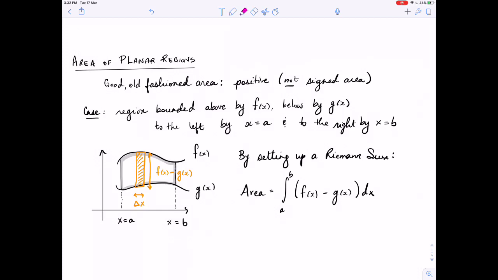And what do I mean by that? I mean that it is positive. So it is not signed area. It is not negative if it's under the axis. It is area in the good old-fashioned sense, positive area.